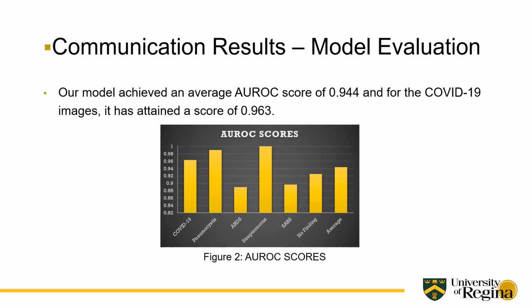AUROC score has a high priority in the medical field as it deals with the area of the graph attained for true positive and false positive rates. An AUROC score of 0.9 is considered a decent level of model score. Our model has achieved an average AUROC score of 0.944, and for the COVID-19 images, it has attained a score of 0.963, as shown in the figure below.